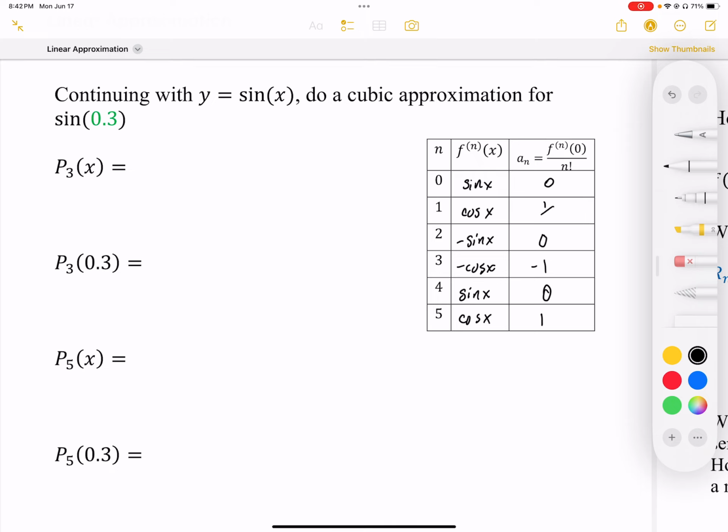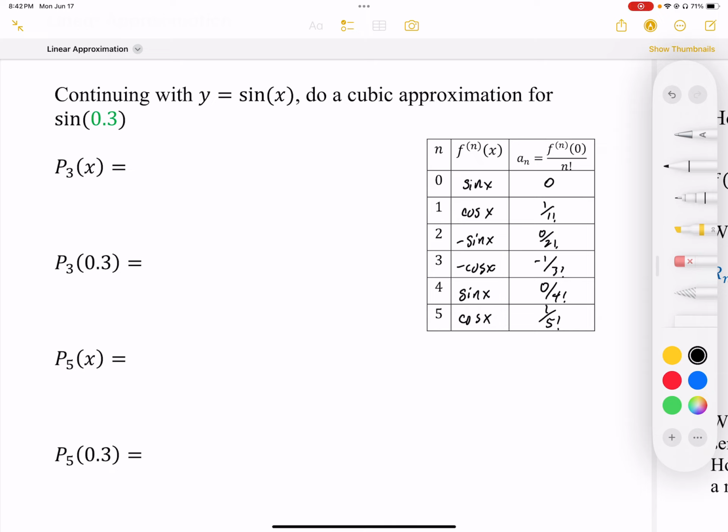Okay, I should really write this properly. This is going to be 1 over 1 factorial. This is 0 over 2 factorial. This is negative 1 over 3 factorial. This is 0 over 4 factorial. And this is 1 over 5 factorial.